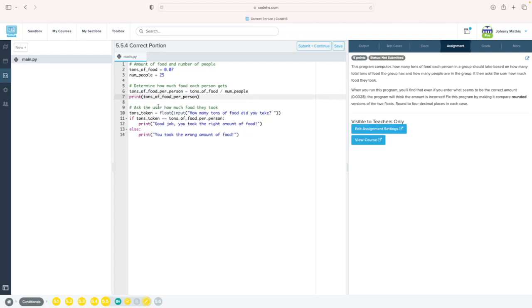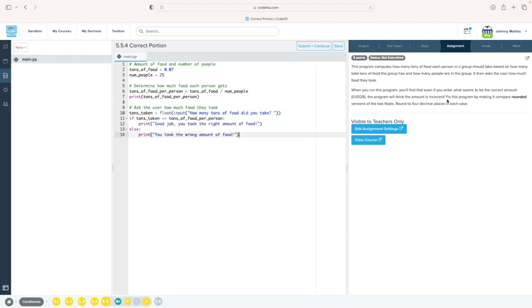And we're going to ask them how much food they took, on this input. If they take the same amount of food that they should take, it'll say good job, you took the right amount of food. If not, you took the wrong amount of food. But what are they asking us to do?